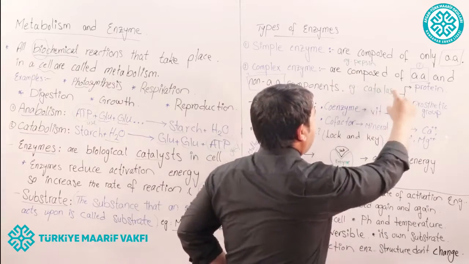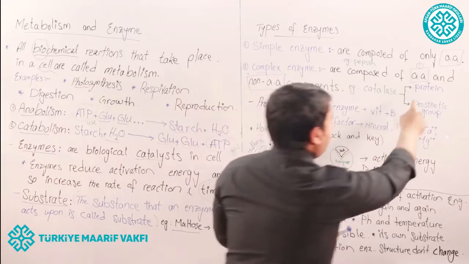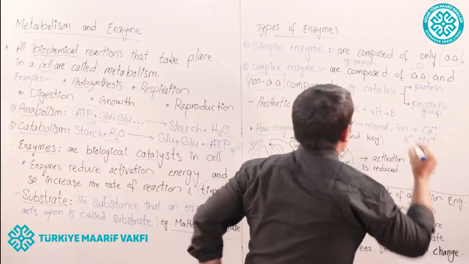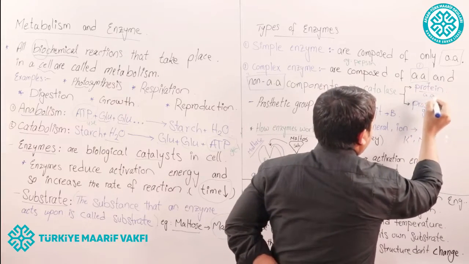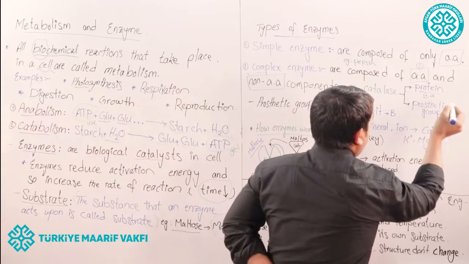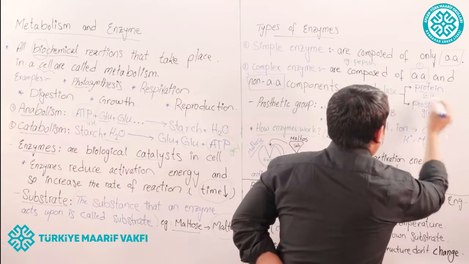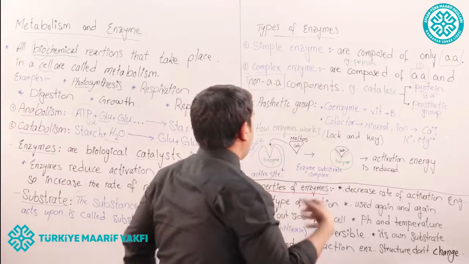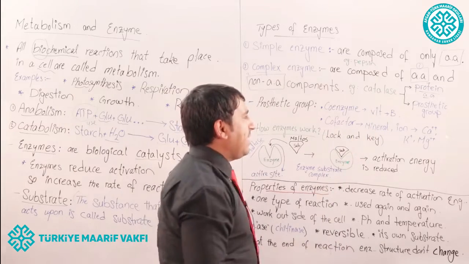Now, this catalase enzyme is made from two parts, the proteinic part and the prosthetic part. The proteinic part, we can say it is the amino acid. Proteins are made up of amino acids, but the prosthetic group are other materials. What are the prosthetic group? Which type of materials are in the prosthetic group?